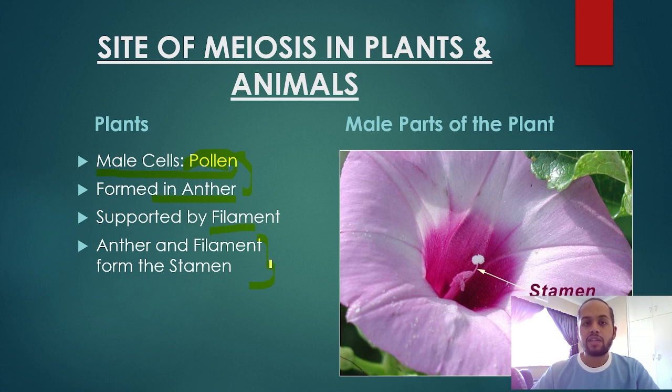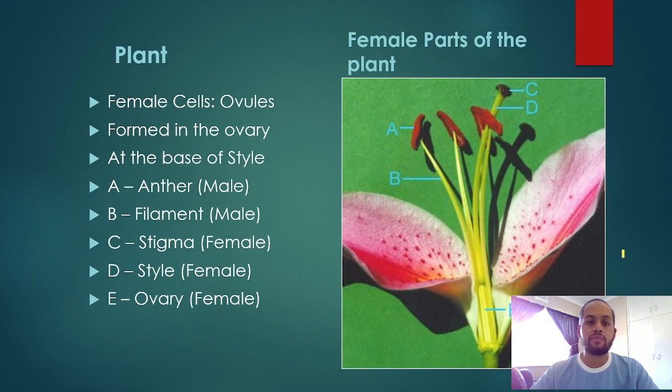But the anther that is found at the stamen produces the pollen. And in the pollen, you're going to have your male gametes. So this is what the stamen looks like, very similar to what you dealt with in grade 11.